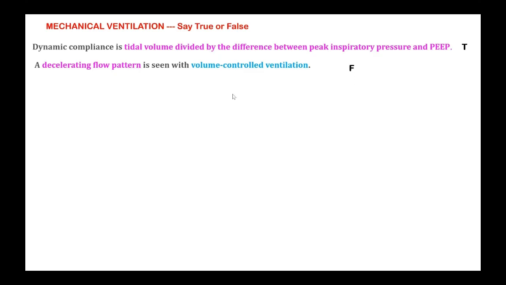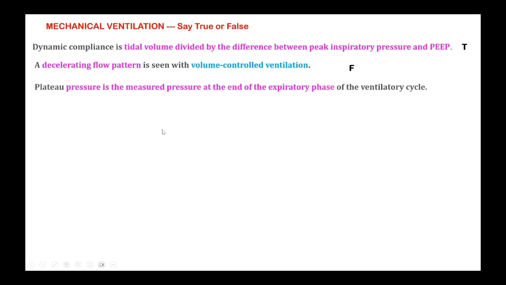In volume control, until the tidal volume is delivered, it will maintain the flow. It will not come down. Only pressure will start coming down to prevent barotrauma. So your deceleration flow pattern you will see only in pressure control ventilation. Plateau pressure is the measured pressure at the end of the expiratory phase of the ventilatory cycle.